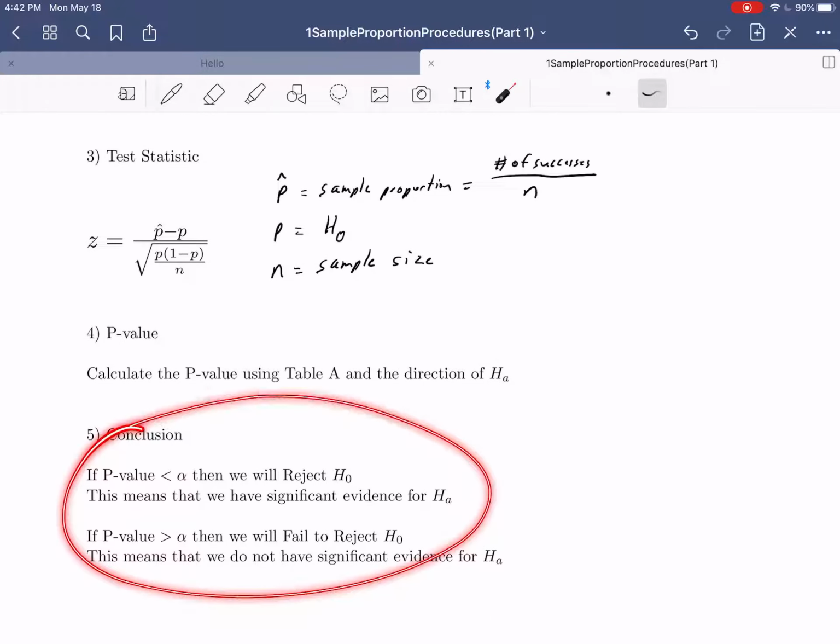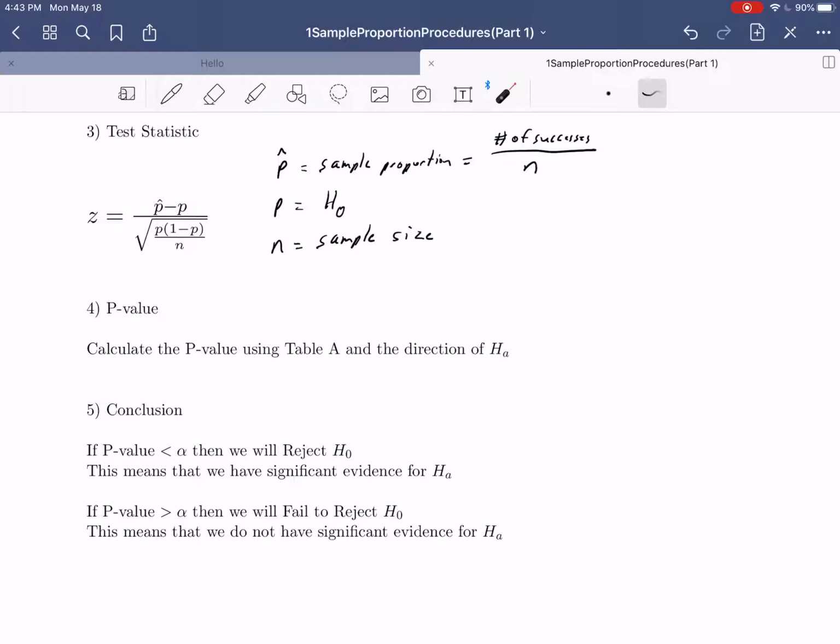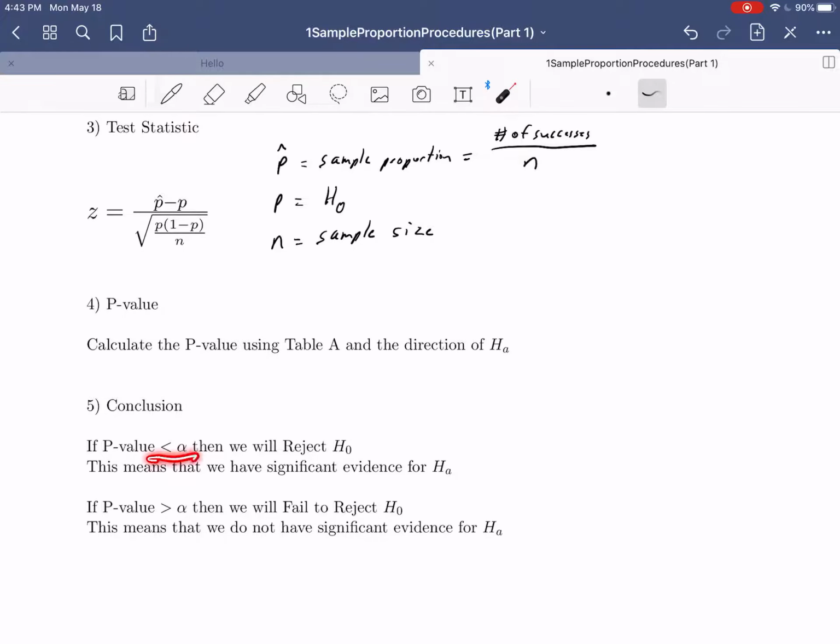Finally, the conclusion. This part, no matter how many hypothesis tests we cover in this class, will never change. If the p-value is small, if it's less than alpha, we will be rejecting H0, which means we have significant evidence for HA. If the p-value is larger than alpha, we will be failing to reject H0, which means we have no evidence for HA.